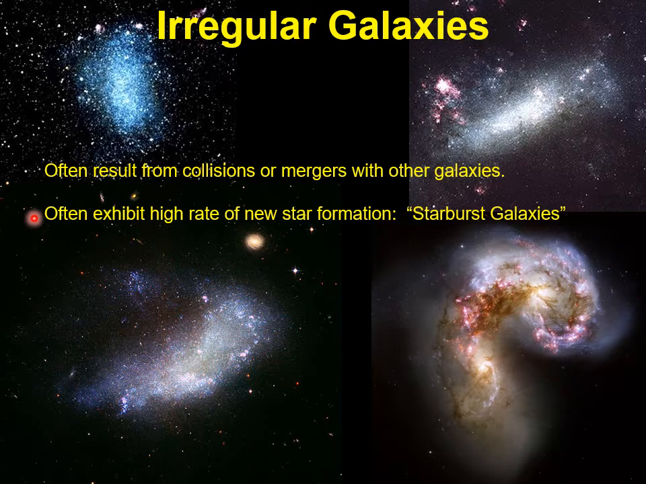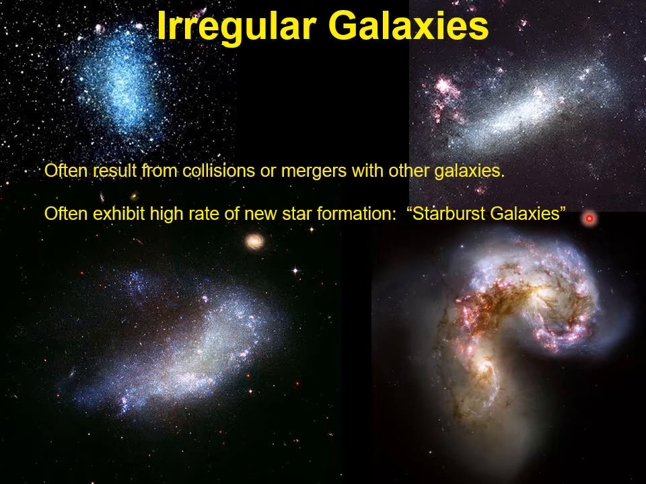One other thing about irregular galaxies that's interesting is they often exhibit a very high rate of new star formation. And the reason for this is because these galaxies are the result of interactions with other galaxies. The gas clouds become compressed inside these galaxies, which triggers star formation. So these galaxies are sometimes called starburst galaxies because the new star formation and star birth rate is very high compared to regular galaxies.